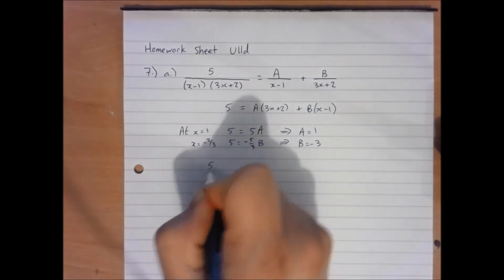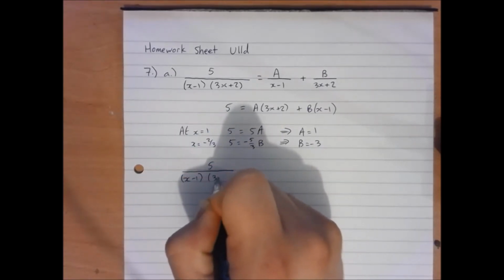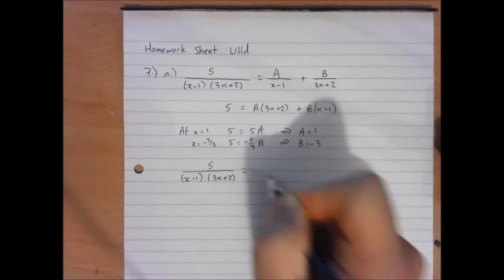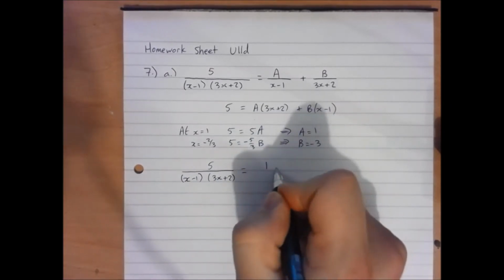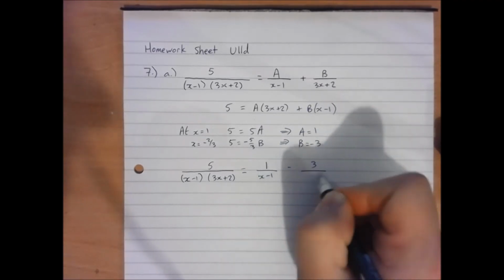So my final answer is that 5 over (x minus 1)(3x plus 2) can be expressed as 1 over x minus 1 minus 3 over 3x plus 2.